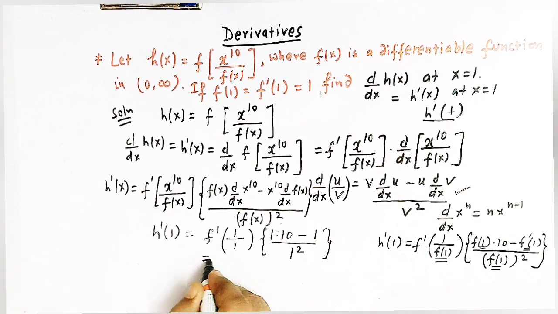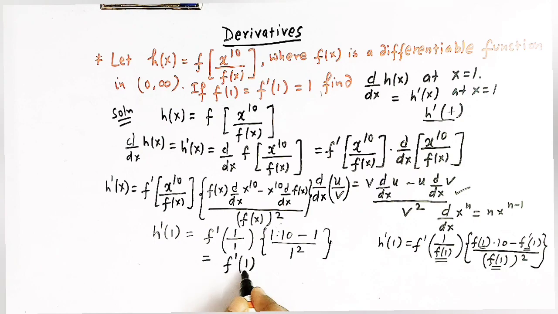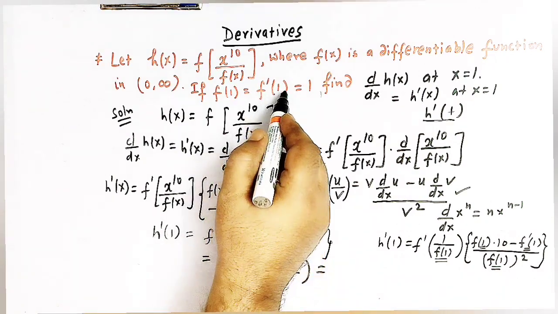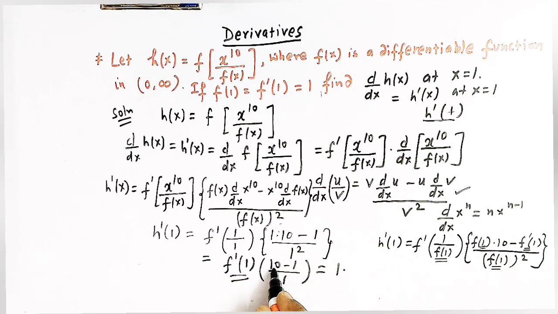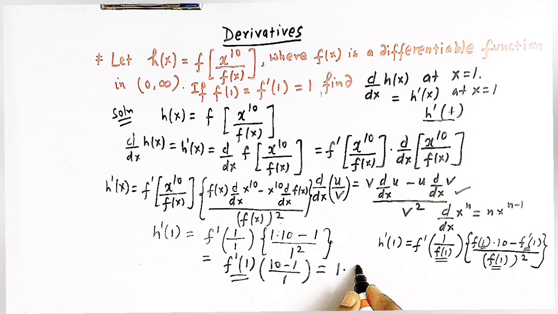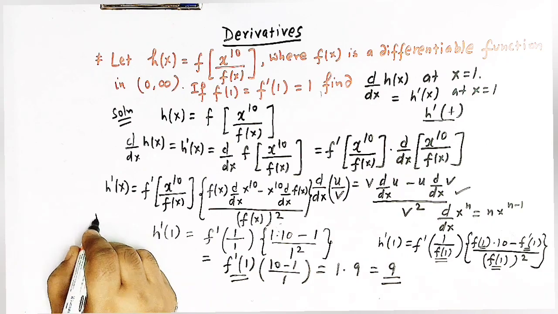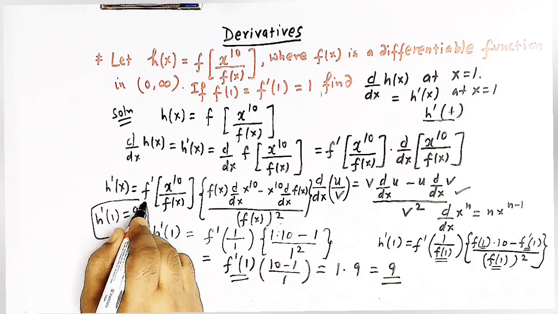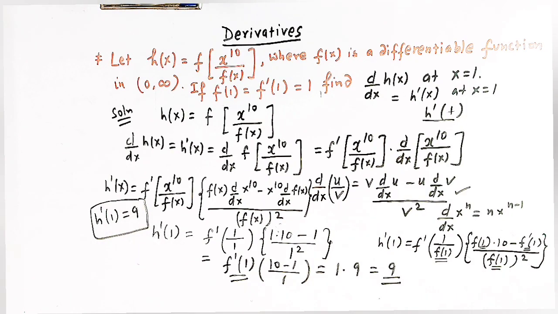So now we have f prime of 1, because 1 over 1 is 1, and here we have 10 minus 1 over 1. So f prime of 1 is equal to 1, and 10 minus 1 is 9, right? So 1 times 9 is simply 9. So the value of h prime of 1 is equal to 9. This is how we can solve these kinds of problems.